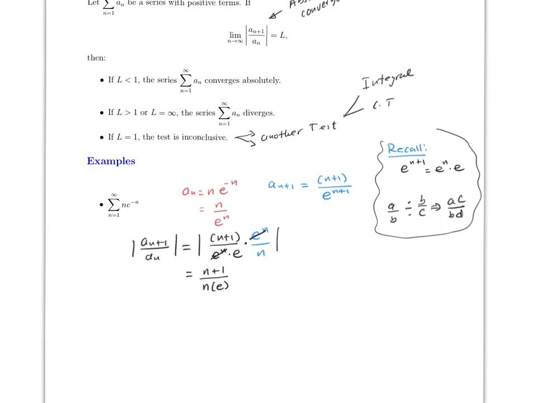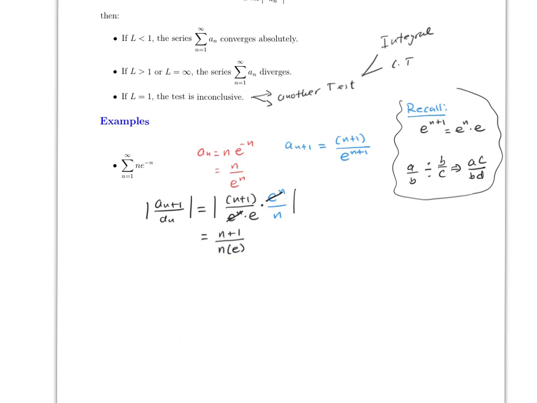and you'll end up with just n plus 1 over n times e, or e times n. So therefore, if you apply the ratio test, we need the limit as n goes to infinity of the ratio. Also notice that for this particular problem, there is no need to use the absolute value because everything is positive. But then you're just finding the limit as n goes to infinity of n plus 1 over e times n.